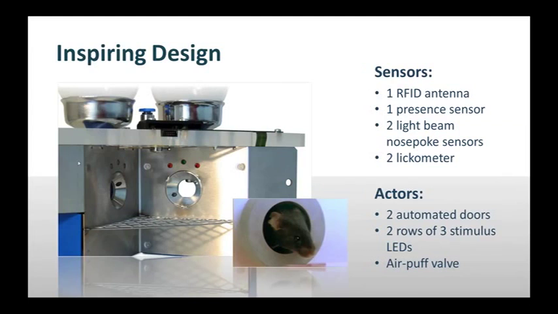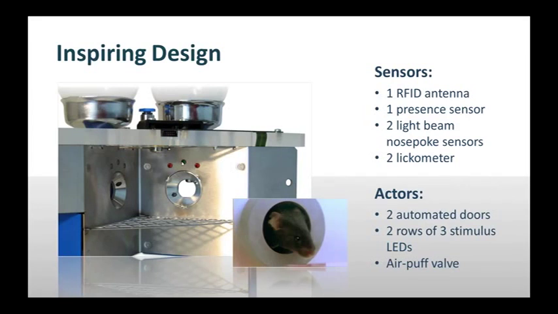If an animal enters one of these operant conditioning corners, the visit is detected by a temperature-sensitive presence sensor, and the RFID antenna in front of the corner reads the ID of the transponder implanted subcutaneously in the animal. A nose poke sensor is located in front of the automated doors, which give access to the water bottles, which are also equipped with a lickometer.